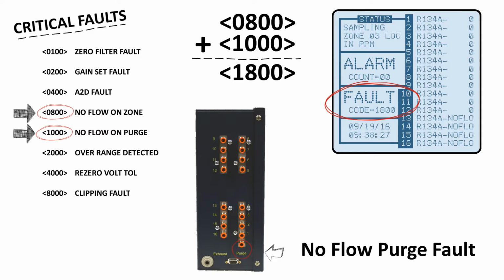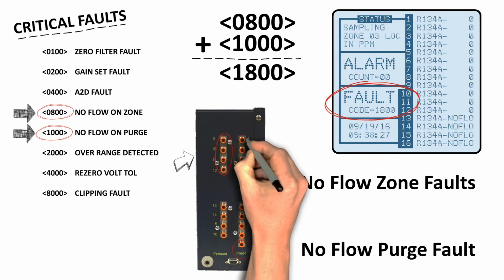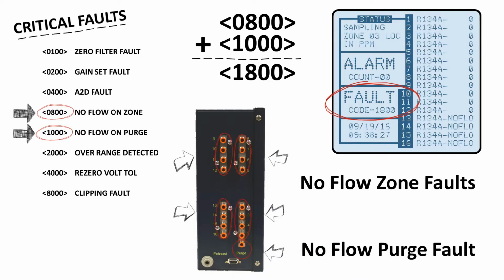No-flow zone and purge line faults are some of the most common faults that users may experience. They may appear individually or together. I'll show you how to troubleshoot both, but your MZ may only have one or the other.